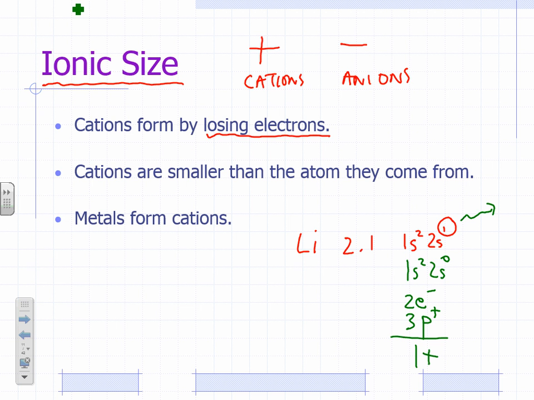So you can see as a result it has an overall charge of 1+. All cations form as a result of losing electrons. Now the other thing to realize is that in losing that electron, it loses its outer shell. And so losing that outer shell makes it smaller than the original atom. Metals are the elements that tend to form cations, because metals are the elements that have few electrons in their outer shell. In this case, lithium had 1.